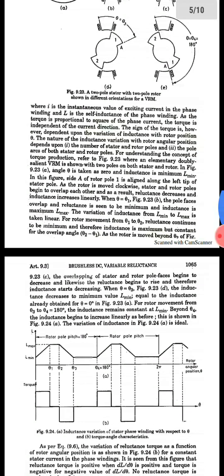This is shown in figure 9.24a. The variation of inductance in figure 9.24a is ideal. Here we can see that when the rotor moves from theta equals 0 to theta 1, inductance rises linearly. During the overlap angle from theta 1 to theta 2, inductance remains constant. Beyond theta 2, inductance begins to decrease till theta 3.